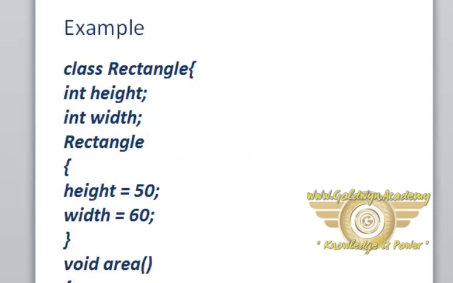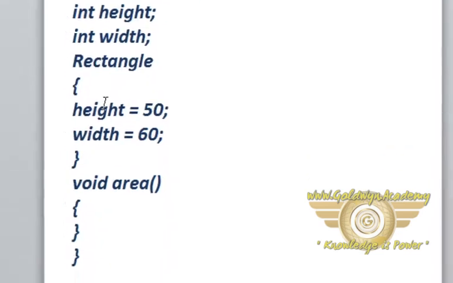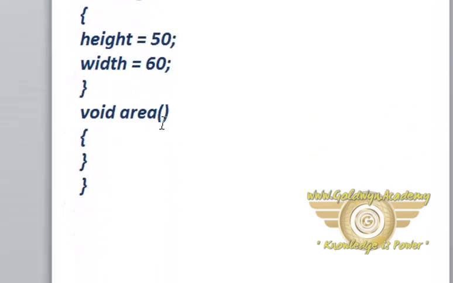Here is an example of a class. Here the class name is Rectangle. This is the instance variable. Here Rectangle is the constructor. We will discuss more about it in the next tutorial. Here area is the method.